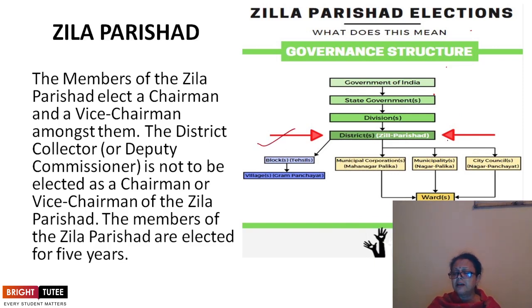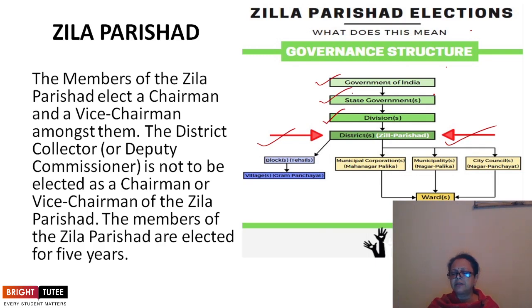Here this red arrow is also shown. So this is the entire structure of our governance, the government at the different levels. We have the government of India, which is known as the union government or central government. Then we have the state governments. Then we have the divisions, which means it has been divided. At the district level, we have the Jila Parishad.